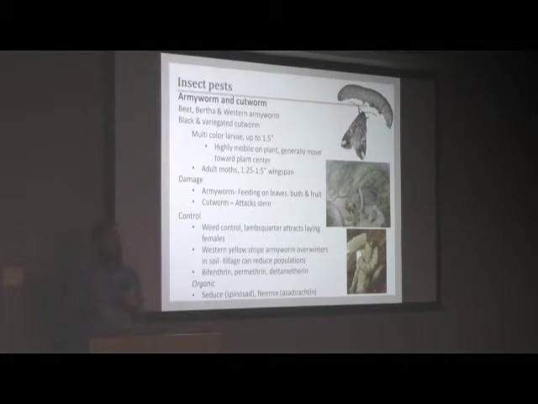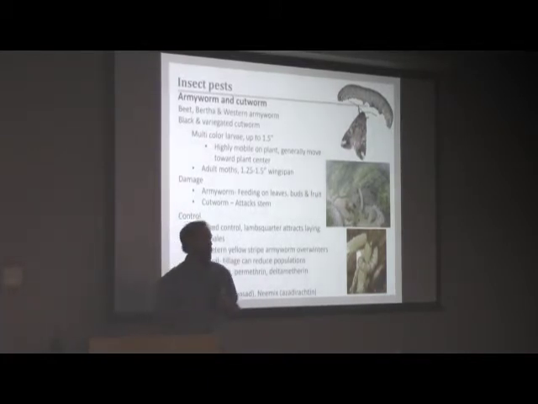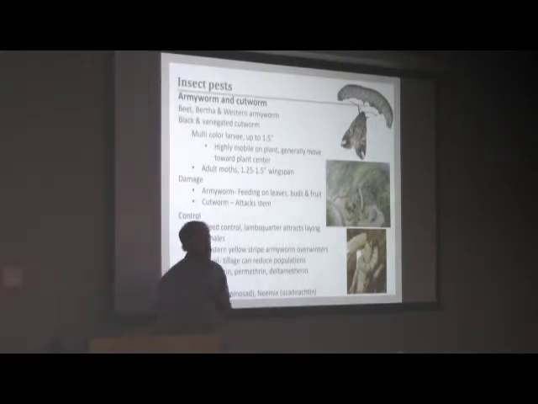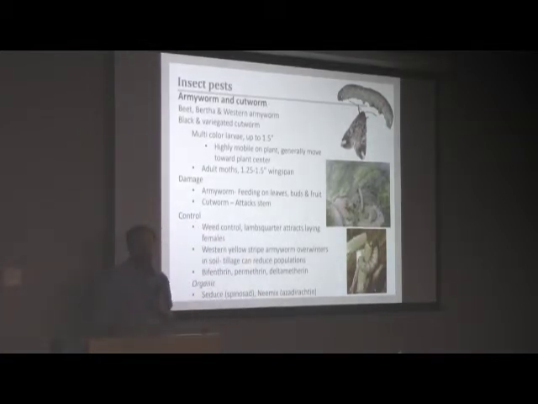Weed control is important for this because lamb's quarters is a well-known host for attracting the females and having them lay their eggs. So keeping your weeds controlled within the rows does a good service in keeping the populations down. There are some options. The pyrethroid pesticides, bifenthrin and permethrin, are pretty effective, as well as Seduce on the organic side.